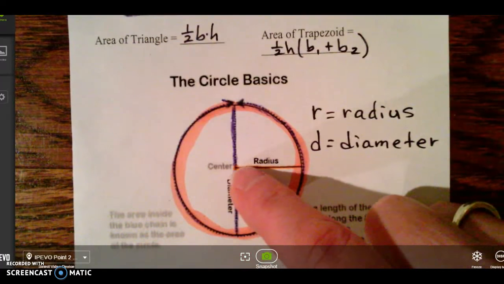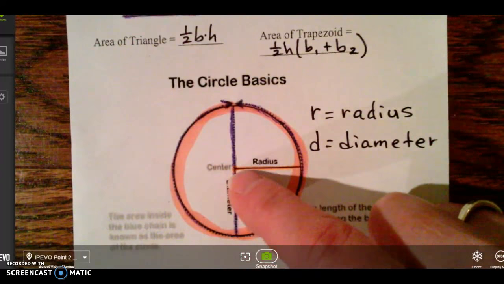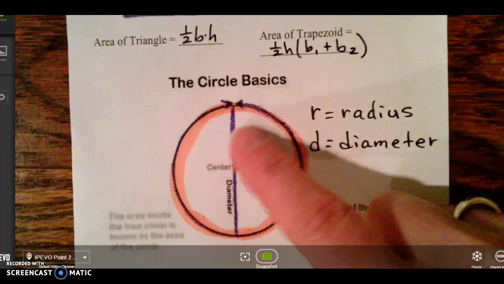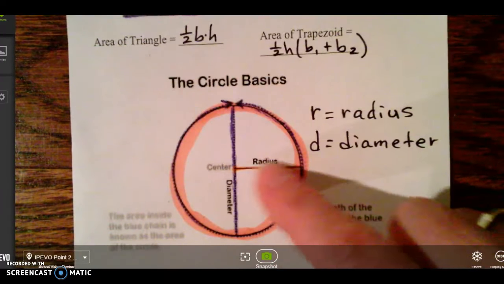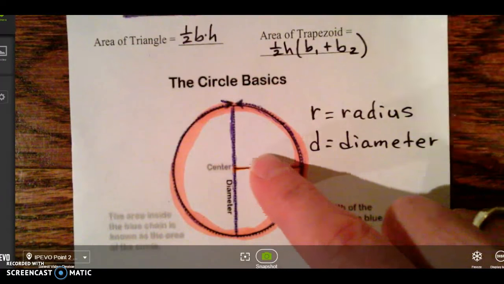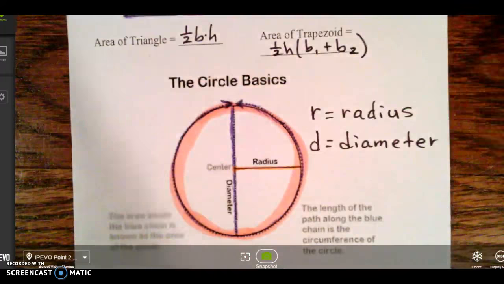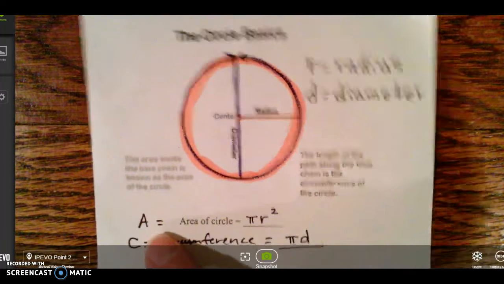So an important thing to notice is your diameter is composed of basically just two radiuses back to back. So if you ever are given the diameter and you need the radius, you can just cut it in half. If you're given the radius and you need to know the diameter all the way across, you can just double it.